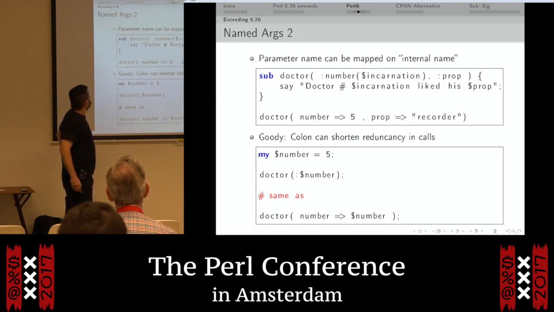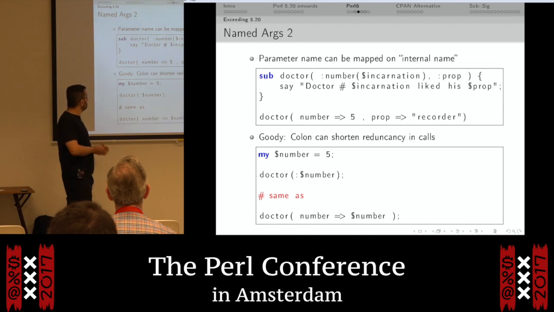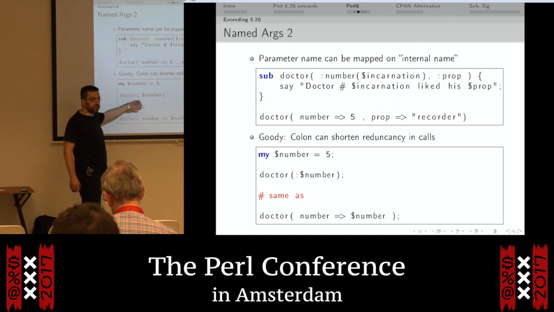Named arguments can be mapped on internal names. This means you can call a function with a name number is 5, and internally it's mapped on another variable like incarnation. And you can even use this shortened syntax outside in the call. This is not really necessary for the signatures, it's just nice to know. You can have a variable number, and you can call the doctor with the number in the classical way. Or if you make a colon, it expands it to this classical way. So it takes the variable name as the name of a named variable.